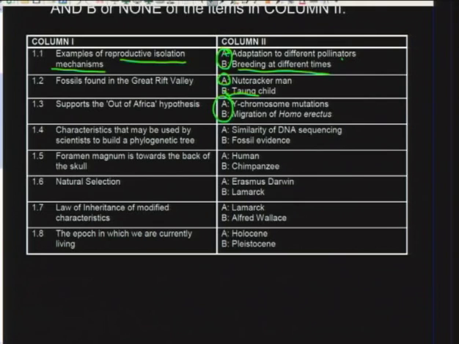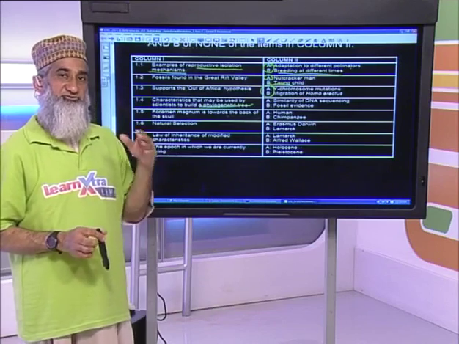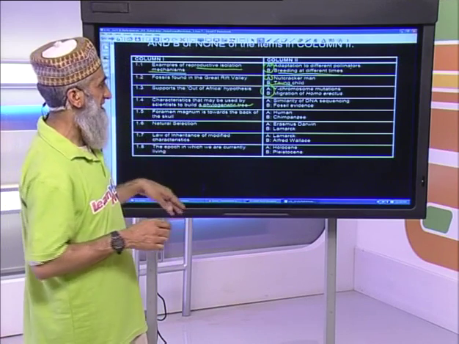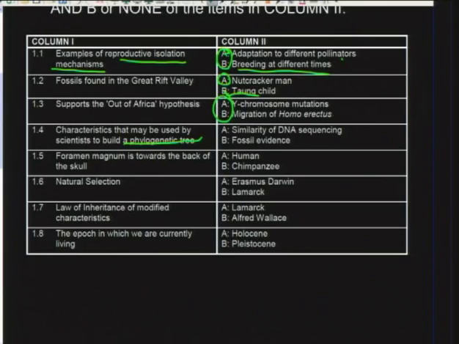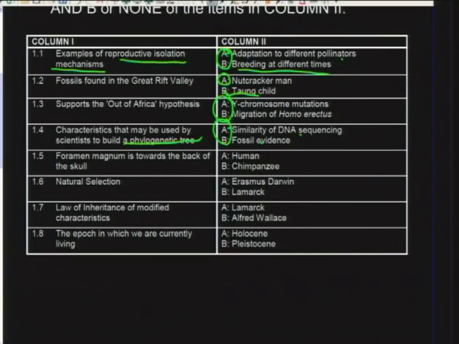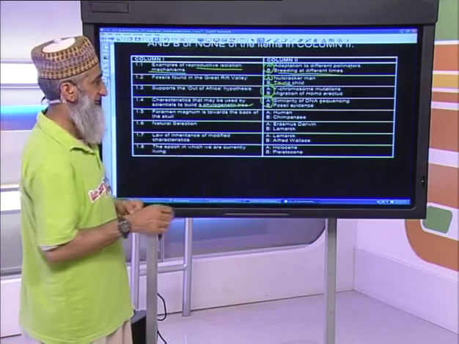1.4, characteristics that may be used by scientists to build a phylogenetic tree. A phylogenetic tree, a tree to show relationships between organisms and ancestry. Similarity of DNA sequencing, fossil evidence. Do we look at only one of them? Do we look at both of them? Do we look at none of them? We will look at both. We look at the fossils, and we will look at the DNA sequencing and how similar or how different they are.